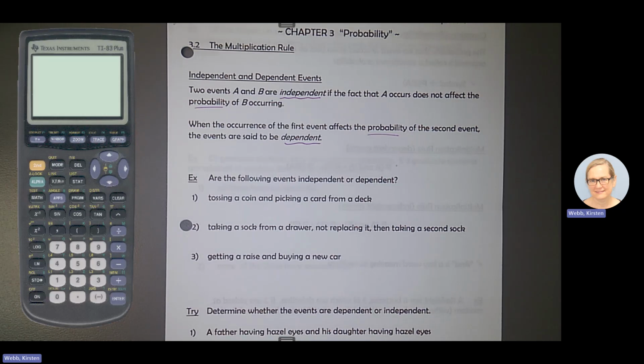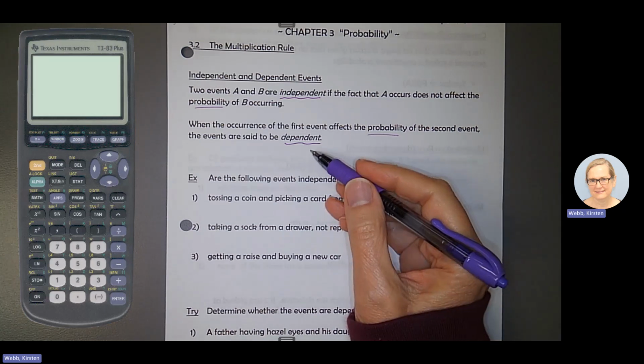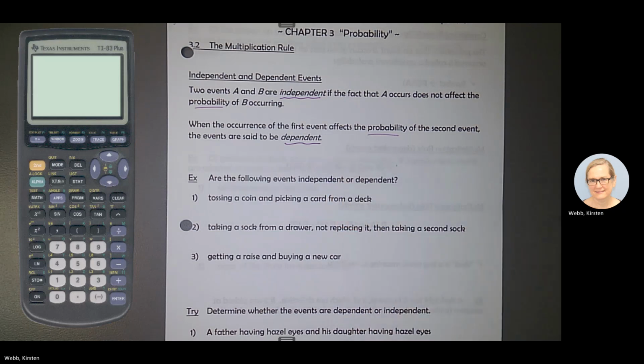On the other hand, if one of them occurring does affect the chances or probability of the other one occurring, that's what we mean by dependent. So there is something linking them together. Each one affects the probability of the other somehow. We're going to practice a little bit first, just deciding if events are independent or dependent by tossing a coin and picking a card from the deck.